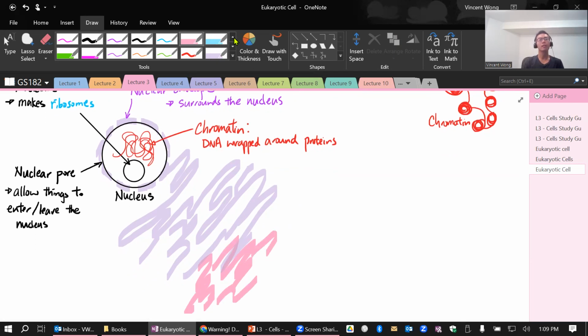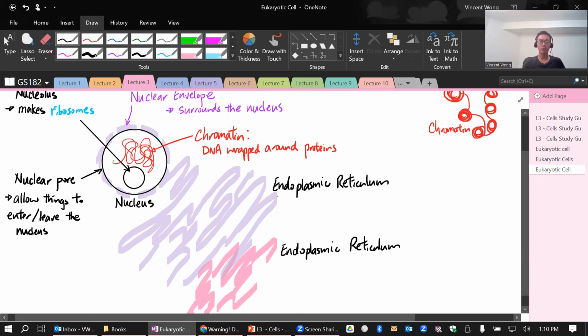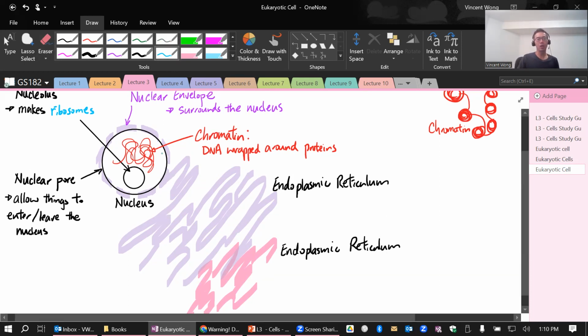Okay. So these networks, they are called endoplasmic reticulum. Endoplasmic means within the cell. Reticulum is network. Okay, so we have another set of endoplasmic reticulum. Okay. Now, don't worry about what they do at the moment. We just want to know where things are. Okay. So this is an extension of the nuclear envelope. Right? It's connected to it. It just branches outward. Okay. And remember, this is where the cytoplasm is, right?